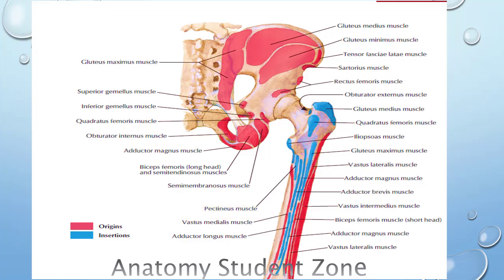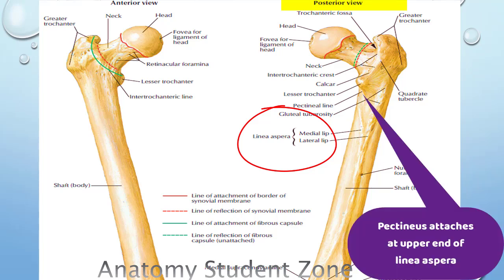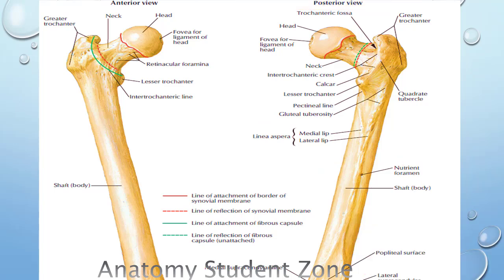You already know that on the posterior surface of the shaft of the femur there is a point which is the linea aspera. So on the posterior side, this muscle is getting attached at the upper end of the linea aspera of the femur. In simple words, you can also say it attaches on the linea aspera of the femur. And of course, we know the linea aspera is on the posterior surface of the femur.